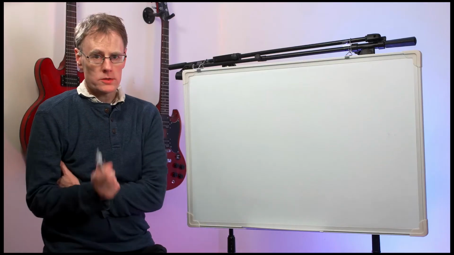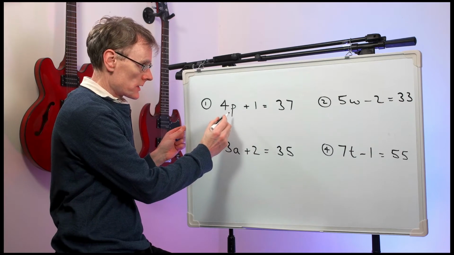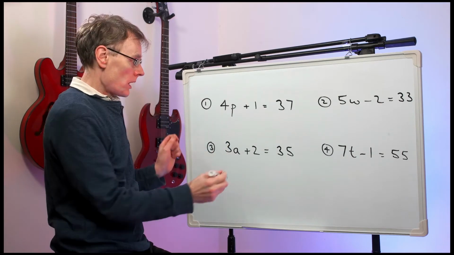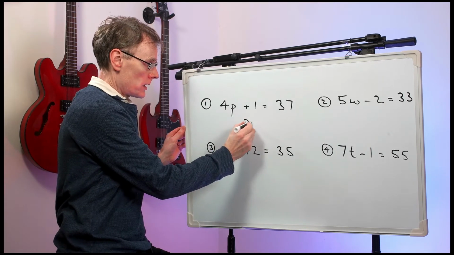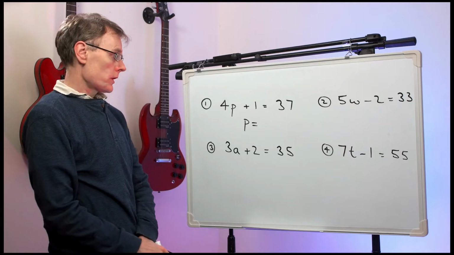Okay, here are 4 questions for you to have a go at. Copy down the questions. These are small letters, not capital letters. Underneath, for example, write p equals and work out what p is. Okay, off you go.